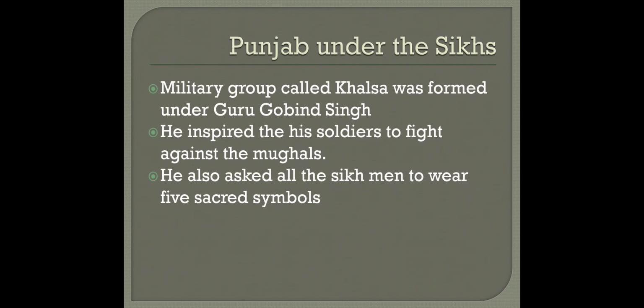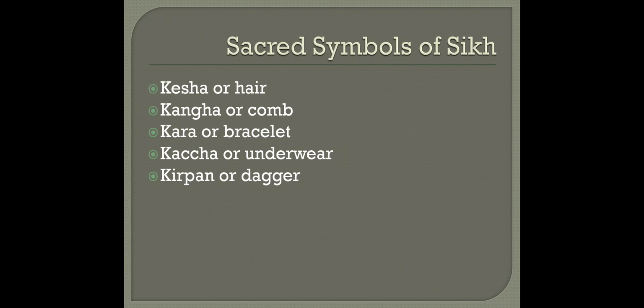Then we studied about the Punjab under the Sikh, in which I told you Guru Gobind Singh Ji organized the entire Sikh group, Sikh men, into a military group. That military group was called Khalsa. Khalsa means pure. He inspired them to fight with the Mughals, and the slogan that was used was Waheguru Ji ka Khalsa, Waheguru Ji ki Fateh. This means Khalsa belongs to God, and the victory of Khalsa is the victory of God. Then I told you about the 5 sacred symbols that were Kesh, Kangha, Kada, Kachera and Kirpan. Here also I have told you the significance, the importance of wearing these sacred symbols.